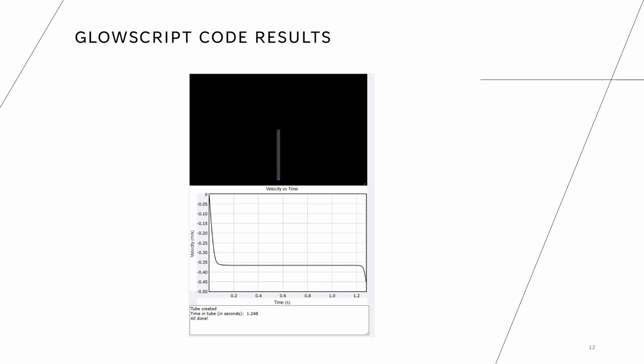GlowScript code results. So our code modeled the system that we had in the lab and spat out a graph for us showing the velocity of our magnet as it was passing through the tube, and gives our total time required for the magnet to completely pass through the tube, being 1.248 seconds, as stated previously.